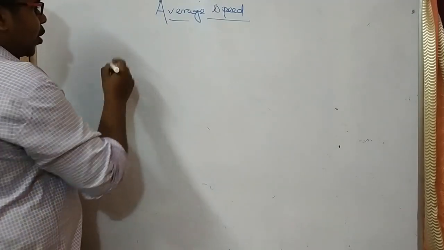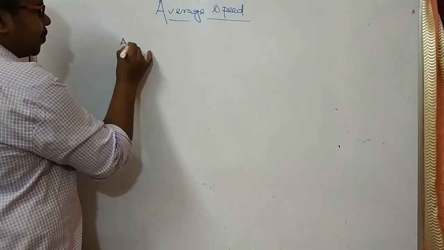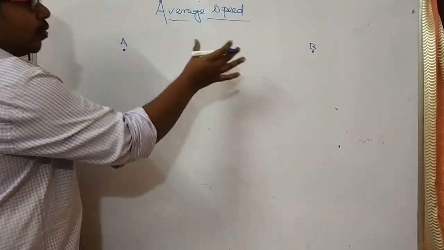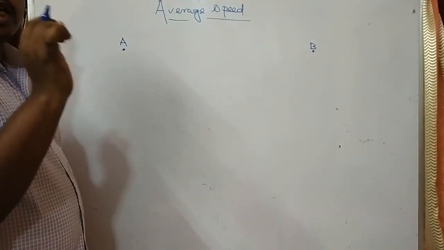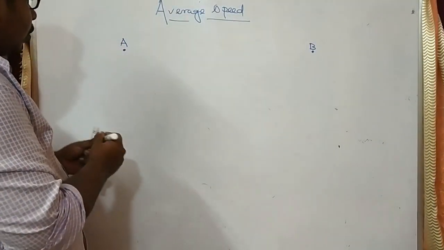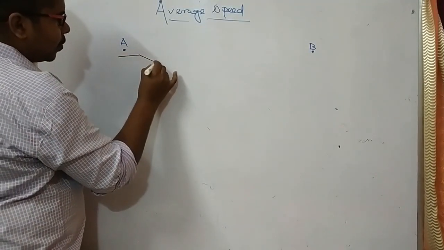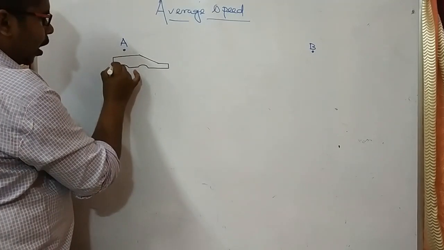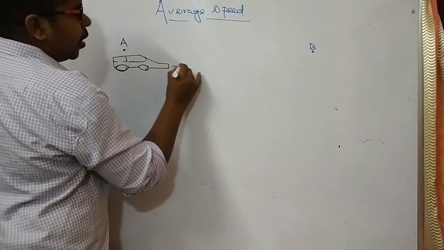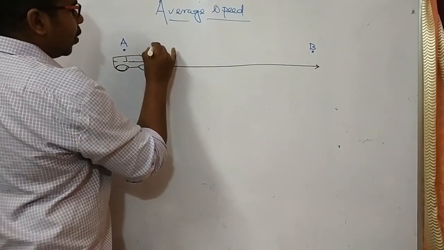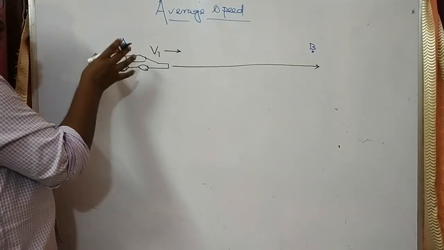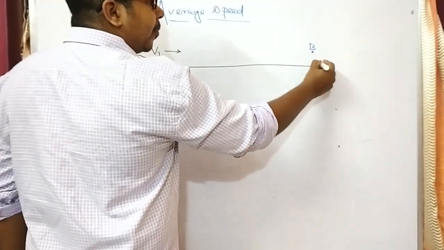Let's see. Assume I have taken a point A, and B is another point. Assume these 2 points identify 2 places: one place is Haldia, another is Kolkata. Now assume we have taken a car, and with the help of the car we go from Haldia to Kolkata with a speed V1. So with the speed V1 we start from point A and reach point B.